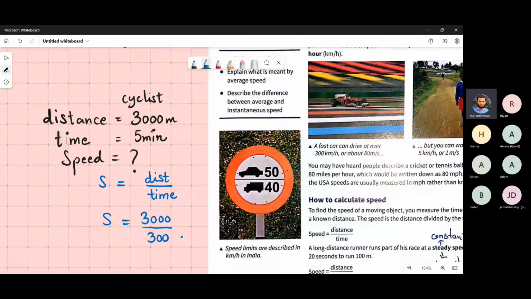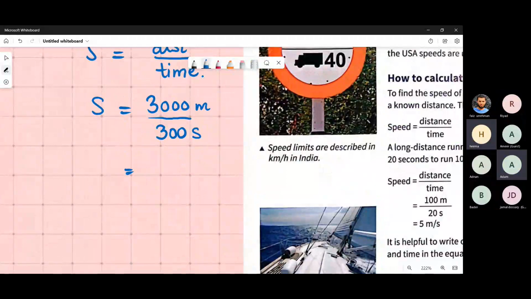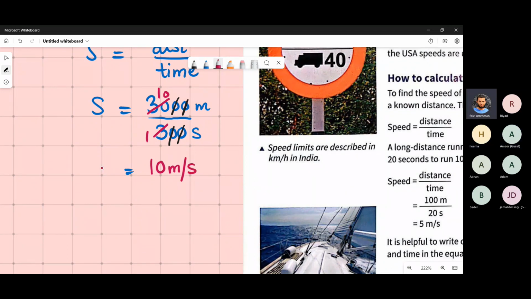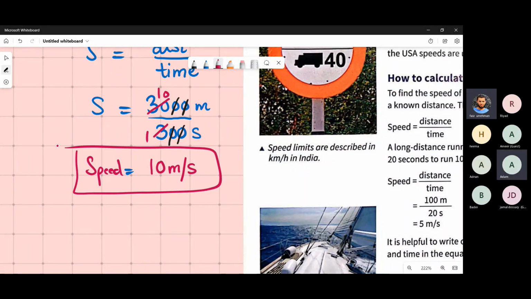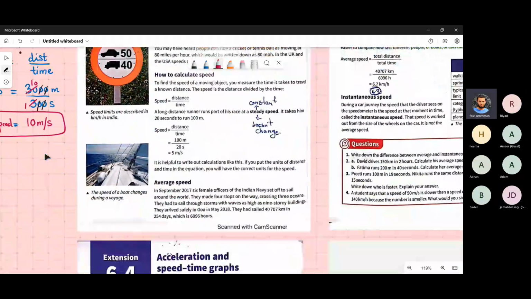So 300 seconds here and here meters. Now, very easy to simplify this one. Very easy division. 2 zeros and 2 zeros. 3000 over 300 is 10 meters per second. You did not simplify. You are just focusing on the numerator. You ignored the denominator. That's why I'm saying, pay attention. So speed here will be 10 meters per second.